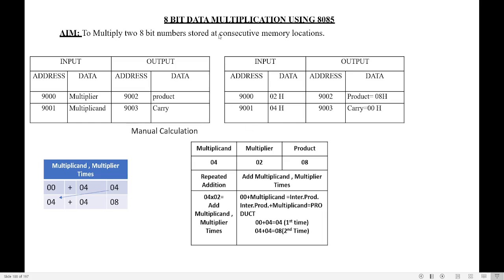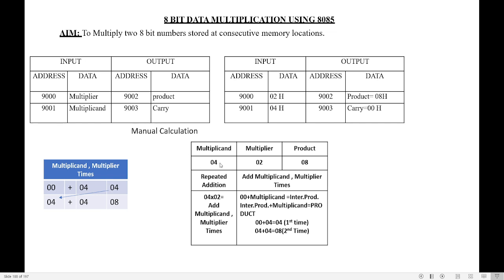Let us look into our next topic, 8-bit data multiplication. I need to multiply two numbers stored in 9000 and 9001. The product should be written in 9002. If by chance I get a carry, that should be shown in 9003.